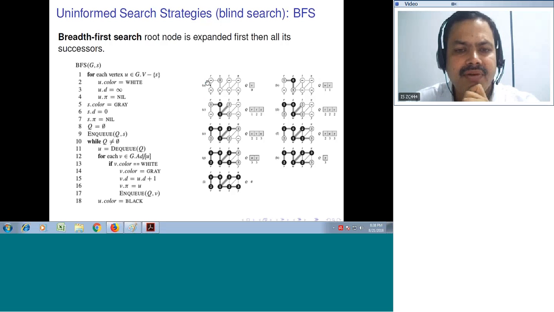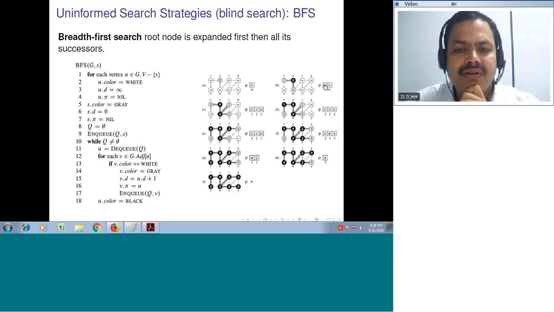Why is it infinite? Because initially everything is disconnected. It is going to see what places are nearby. It says that R and W are near, so it puts W and R in any order you can put. It makes S black because S has been visited, and then S is removed from the Q because S has been visited.